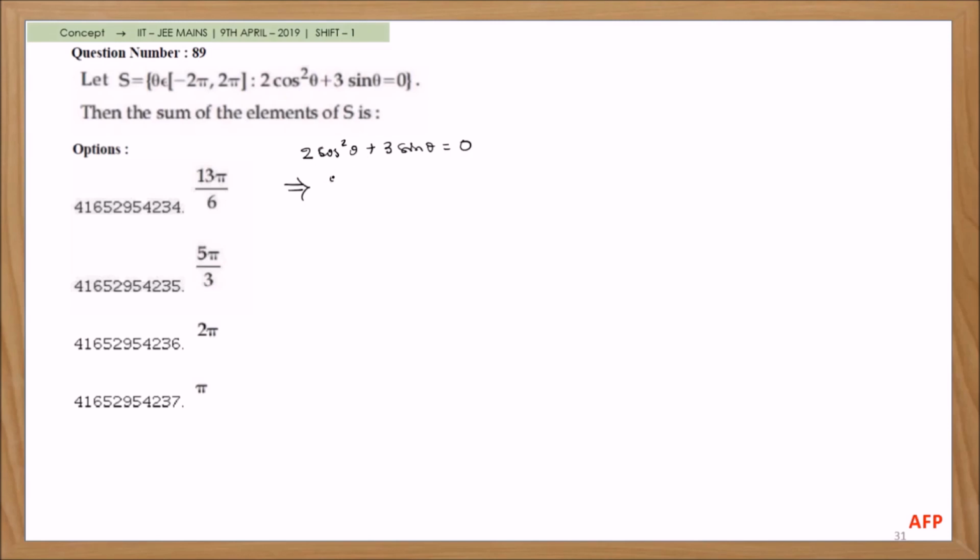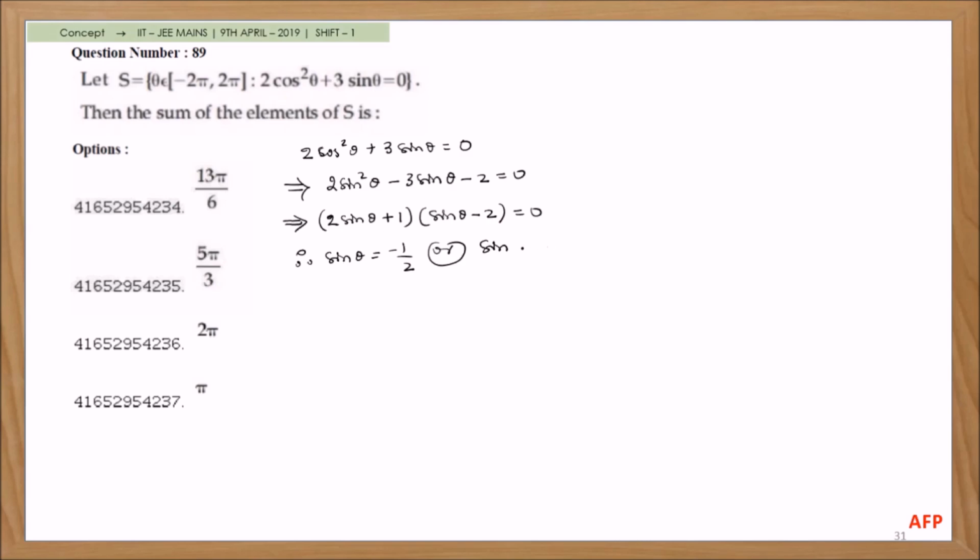So 2 times sine square theta minus 3 times sine theta minus 2, you get the answer. Next, if you factorize this, 2 times sine theta plus 1 next sine theta minus 2 you get. So sine theta is equal to minus 1 by 2, or sine theta is equal to 2, which has no solution.